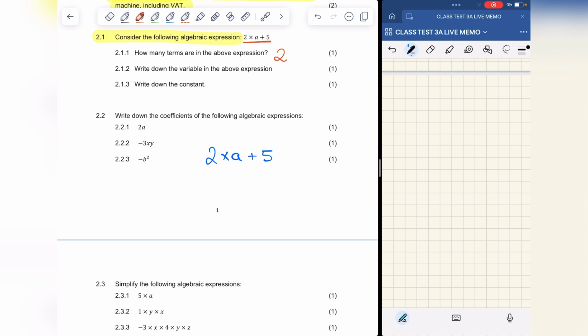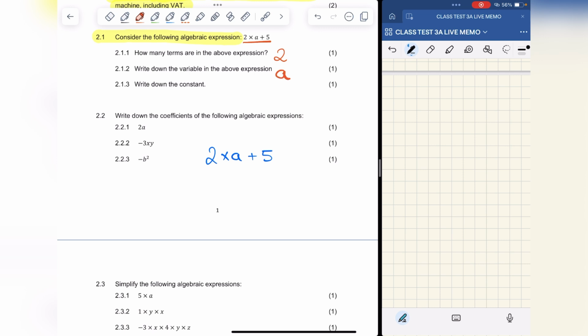Next question is, write down the variable in the above expression. So again, I'll just go back to the one that we've written down here. If I look at term number 1, there is of course a variable here, and that variable is a. Term number 2 has no variable, so the only variable in this expression is a. The variable is not 2a, that is the term 2a, or 2 times a. The variable itself is the letter. So if I'm answering this question, the variable in the expression will be a.